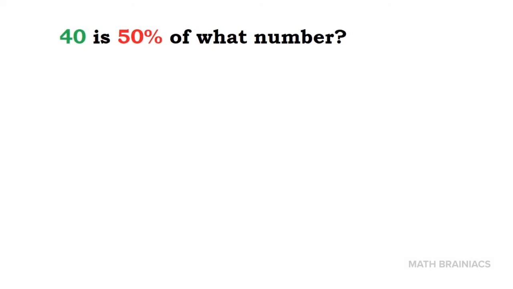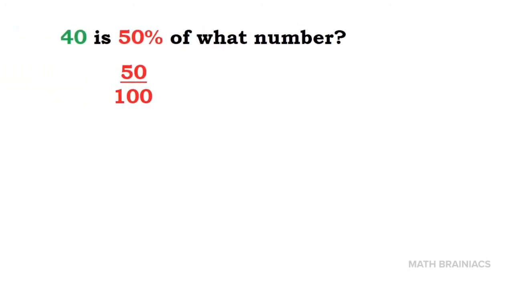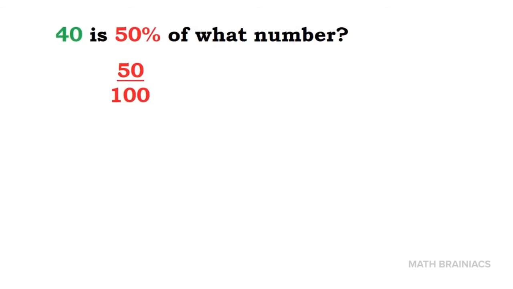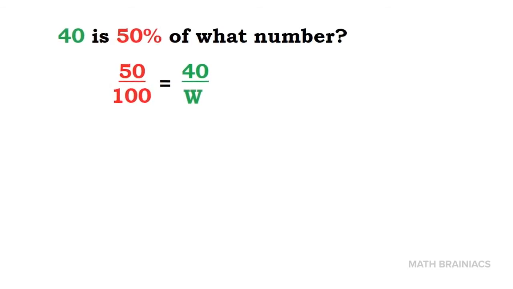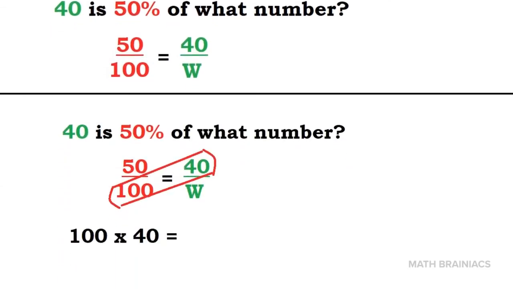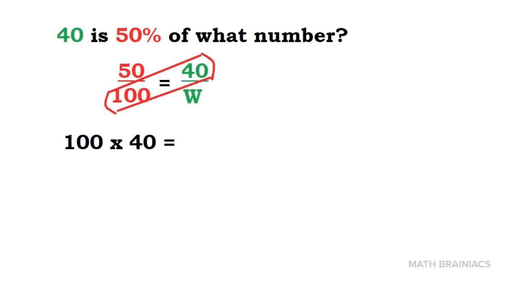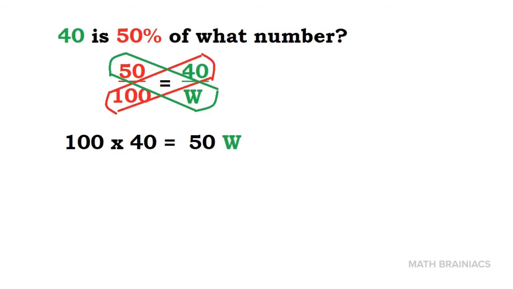Let us work on another example so that you can hit it off. 40 is 50% of what number? Since we have 50%, we can convert it into fraction, and it will give us 50 over 100. And 40 is part of a whole. Accordingly, 50 over 100 is equal to 40 over W. Applying the cross multiplication product, we can come up with 100 times 40, which is equal to 50 times W.